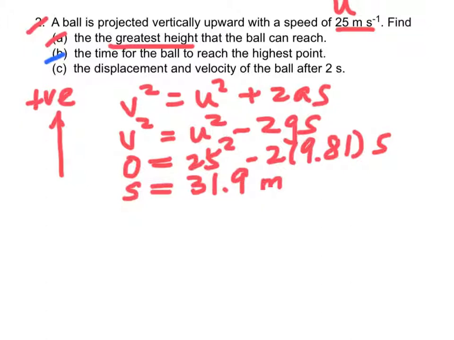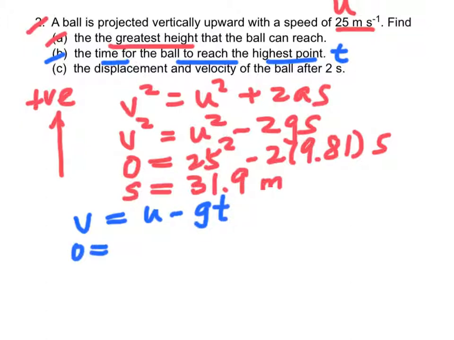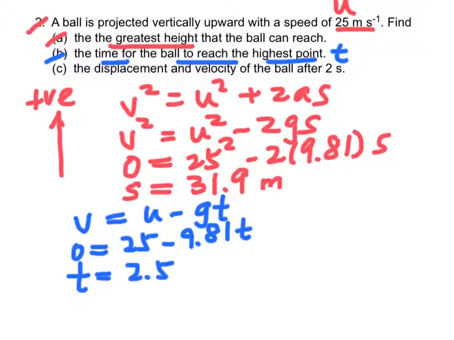For part B, let the time for the ball to reach the highest point be t. We have v equal to u minus gt. Therefore, 0 equal to 25 minus 9.81 t. The time taken is t equal to 2.55 seconds.